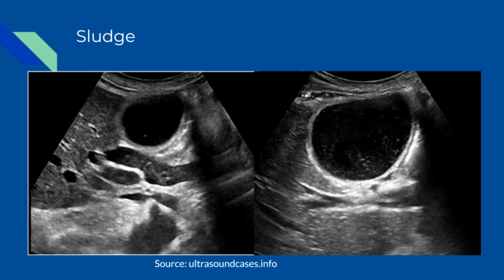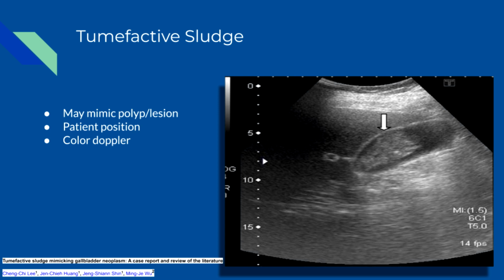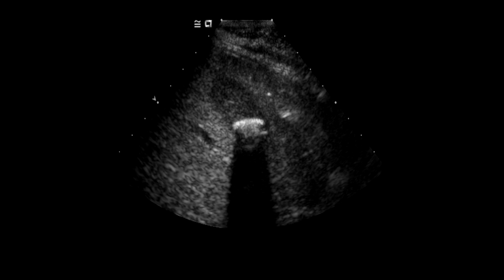mobile with patient position. Sludge may aggregate into clumps, which may simulate masses or polyps. This is known as tumefactive sludge. In these cases, patient position won't change it, but you can add color Doppler and show that there's no blood flow within the sludge. The gallbladder may also be completely filled with sludge, making the whole gallbladder complex isoechoic to the liver. They call this hepatization. So moving on to gallstones.